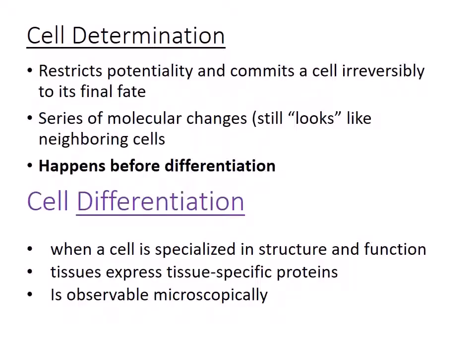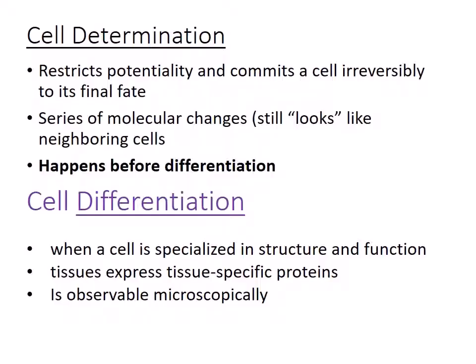So these next two terms are terms that students tend to get confused on. We've got cell determination and differentiation. Determination happens before differentiation occurs, and determination restricts the potentiality of a cell and commits it irreversibly to its final fate. So it's the molecular changes that cause a cell to become another kind of cell. But if we were looking at this under a light microscope, the cell would still look the same. It would just be expressing different genes.